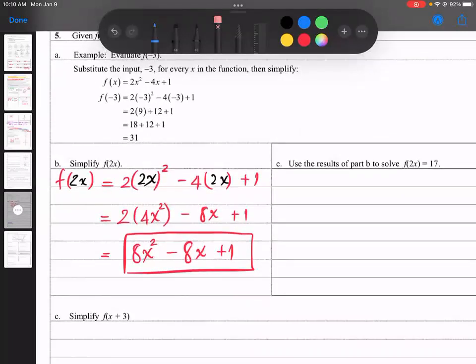Use part B to solve f of 2x equals 17. So we know what f of 2x is. This is f of 2x right here, and I'm going to let it equal 17. I'm going to solve for x. Why don't you guys solve it?